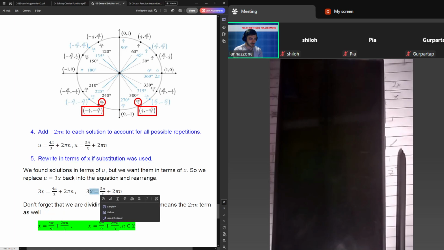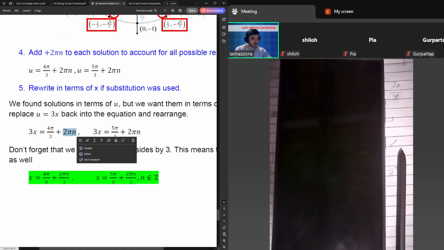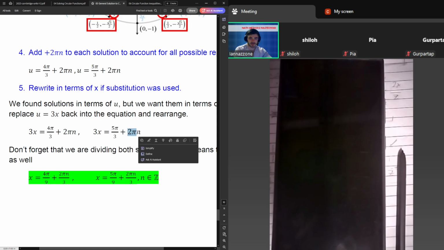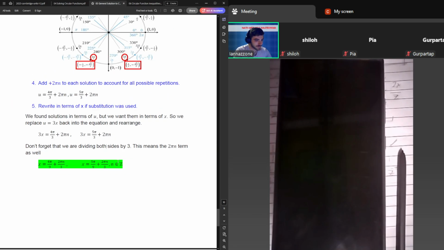So you have your 3x's back in there, and when you divide by 3 on both sides, this also gets divided by 3. Everyone forgets this bit. Don't forget it. That's really all. That's the only thing you have to worry about: making sure that when you do your rearrangements for x, it also impacts the 2 pi n term. It is, in fact, still in the equation.